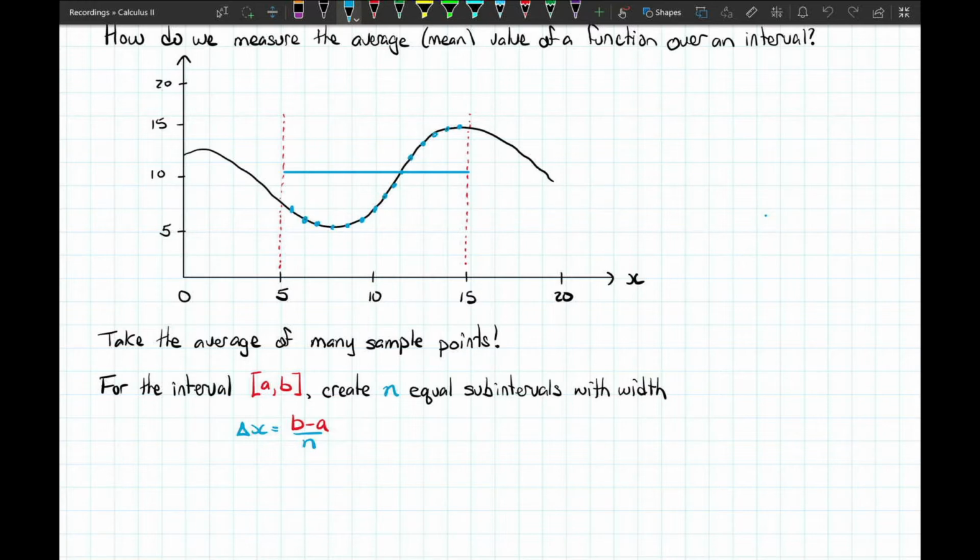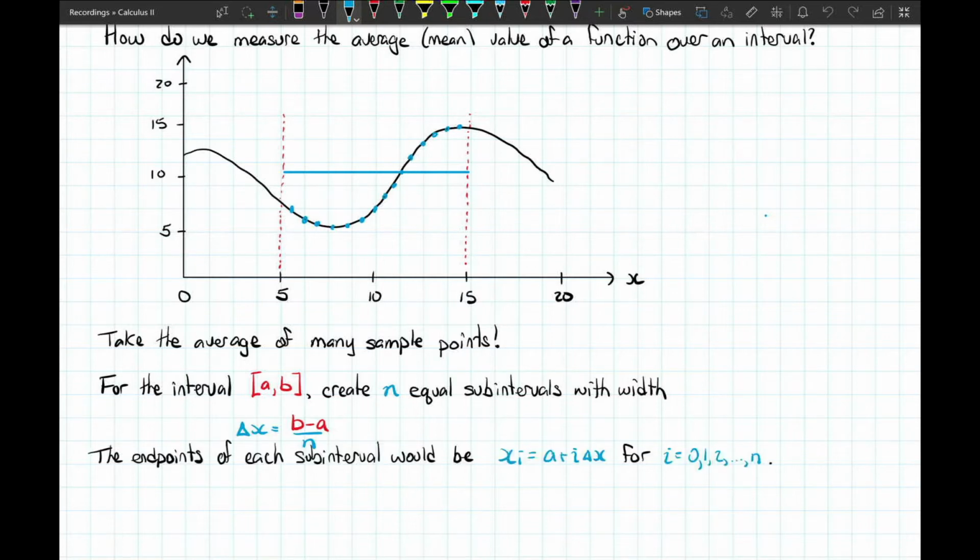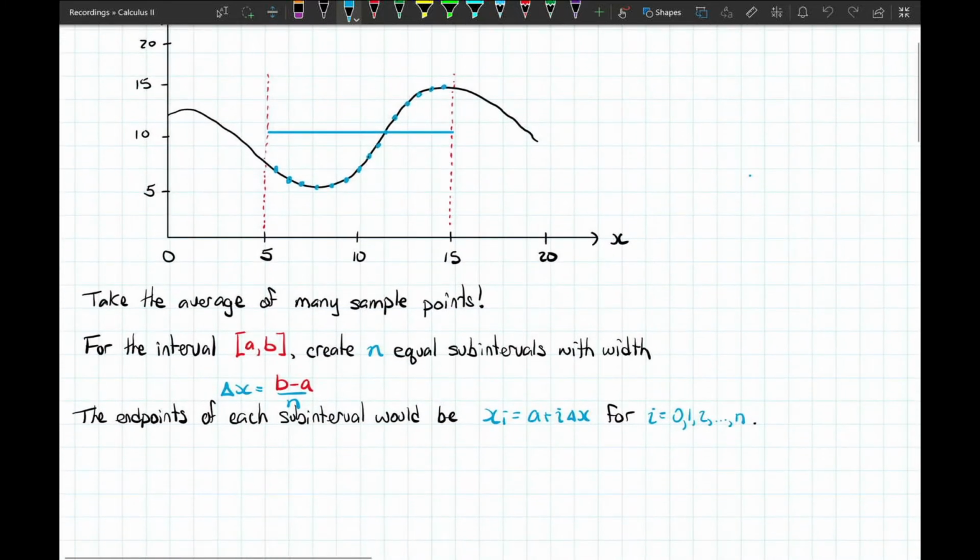Now, each of those subintervals, if we think about having n points as just being x0, x1, x2, then we have a formula that carries over as well. The endpoints of each subinterval can be listed as xi, where xi is simply just this formula a plus i times delta x. And we're going to start at i equals 0. That means that x0 is simply a, which would be 5 here. And if we go all the way up to n, then xn is going to be a plus n times delta x. Given the formula for delta x here, that's going to just equal b, which is 15, for example.